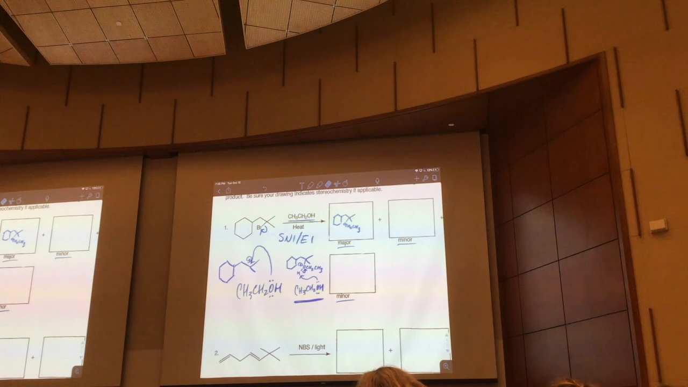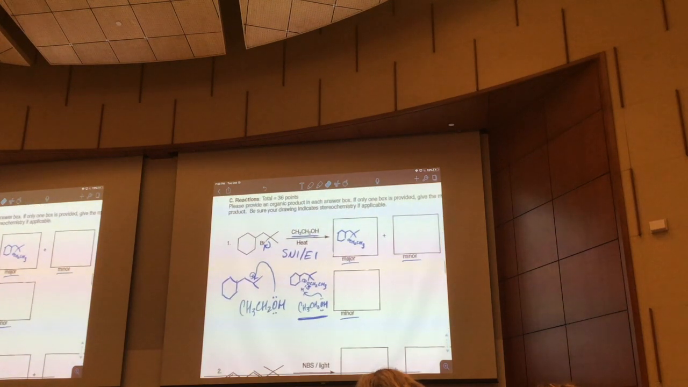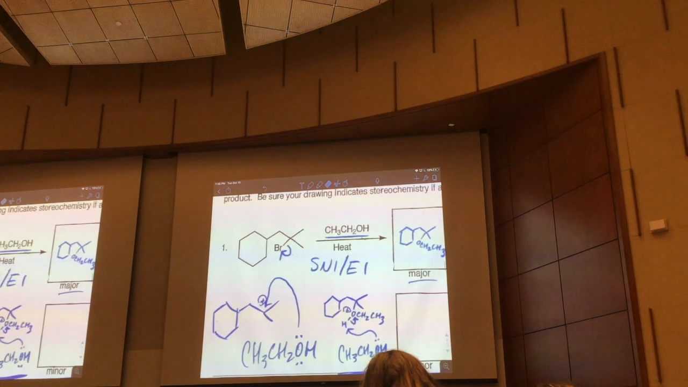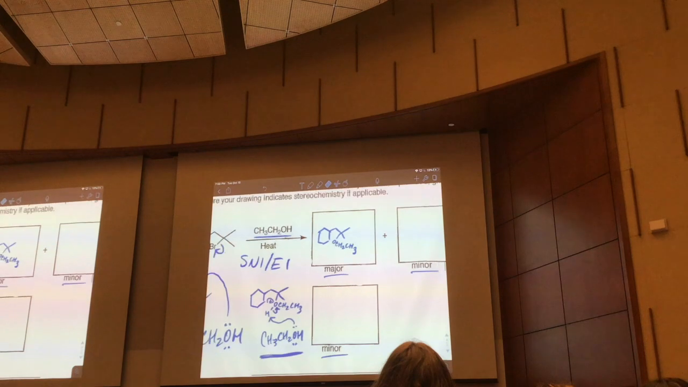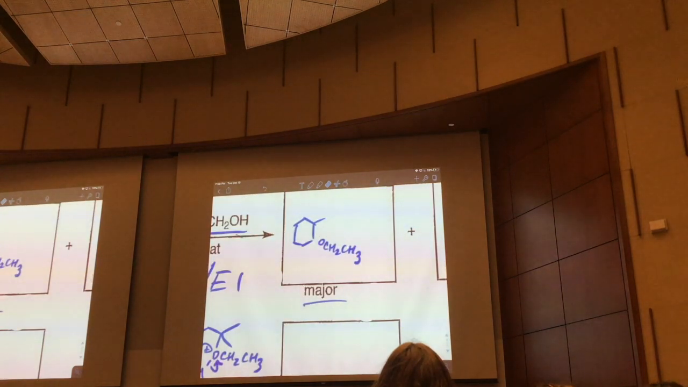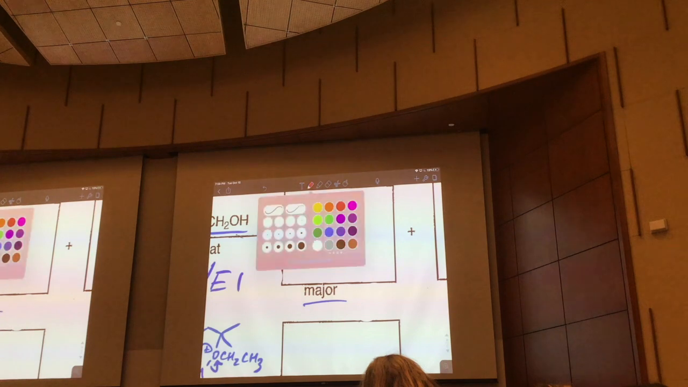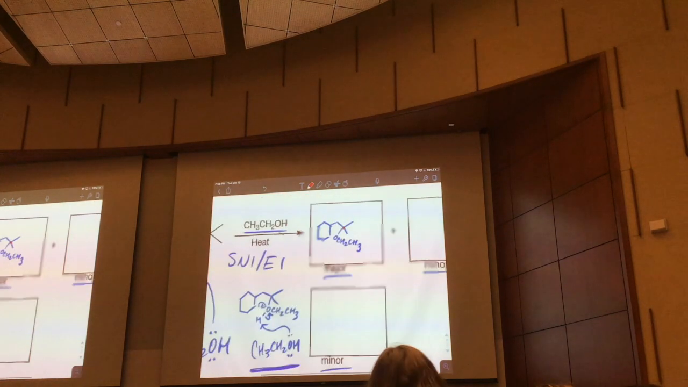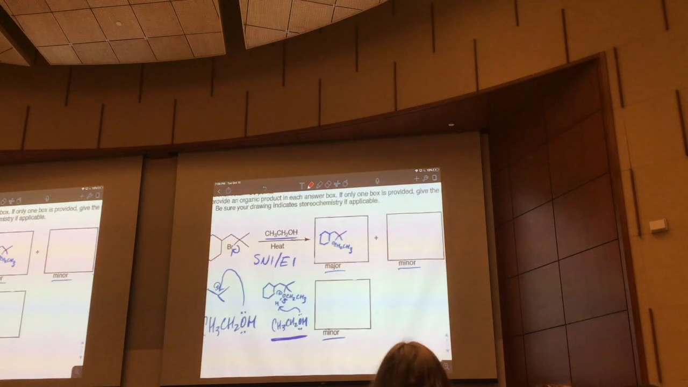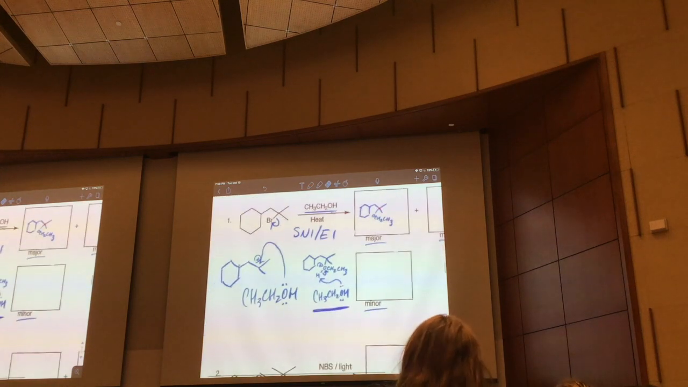Do we have any other products for substitution? We don't need to worry about stereochemistry in this case. Stereochemistry isn't given, and this carbon isn't even chiral either, so we don't need to worry about stereochemistry here. The two other products are going to come from two different elimination reactions. Let's go ahead and draw those.